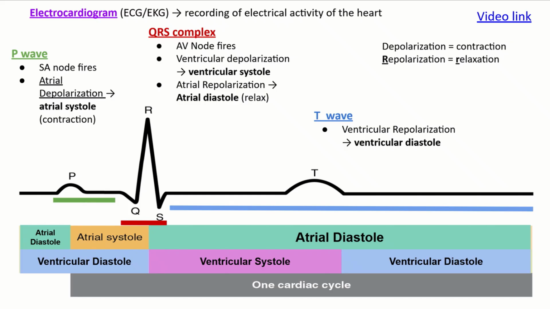The QRS complex is the AV node firing and ventricular depolarization occurring, meaning the ventricles are in systole, contracting, while the atria are repolarizing, or are in diastole, which means they are relaxing. Finally, the T wave is the repolarization of the ventricles. The ventricles are in diastole and are relaxed.